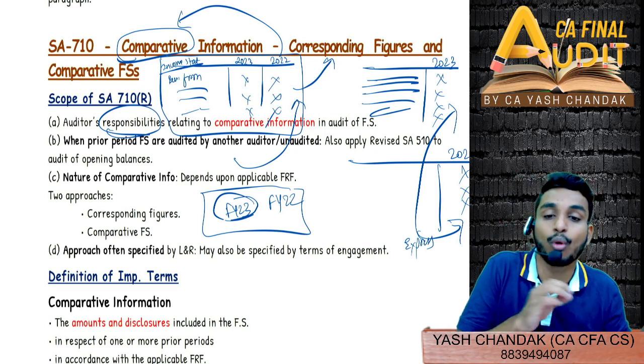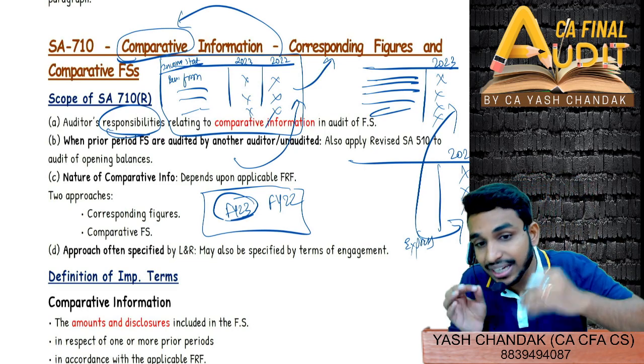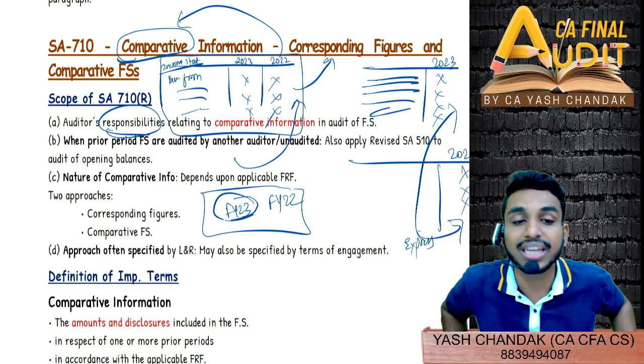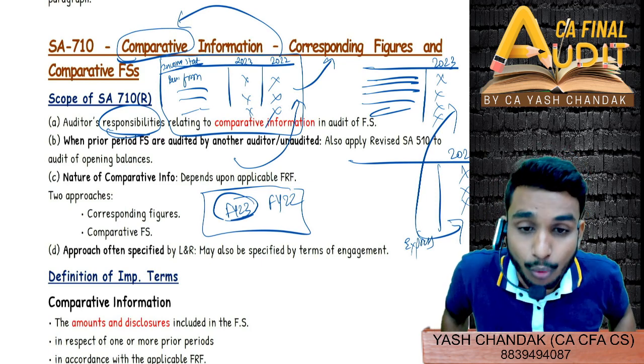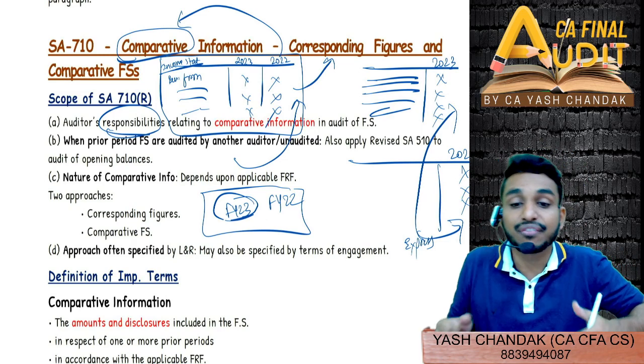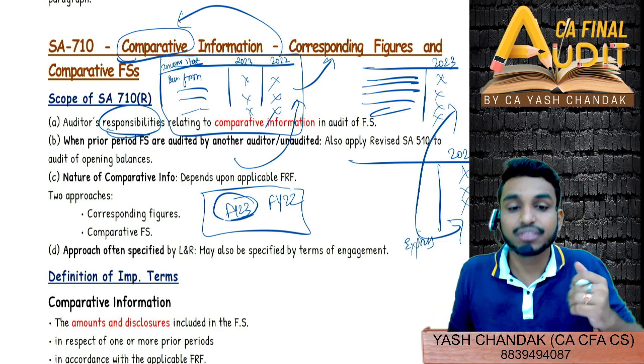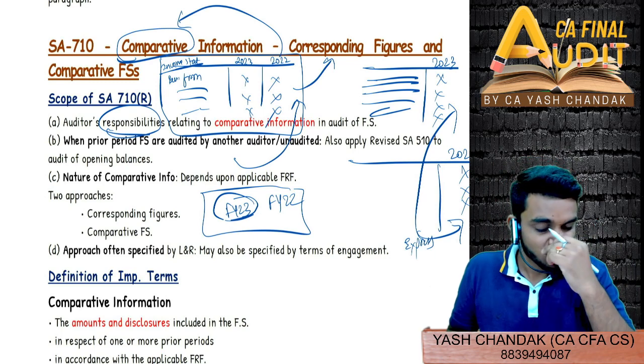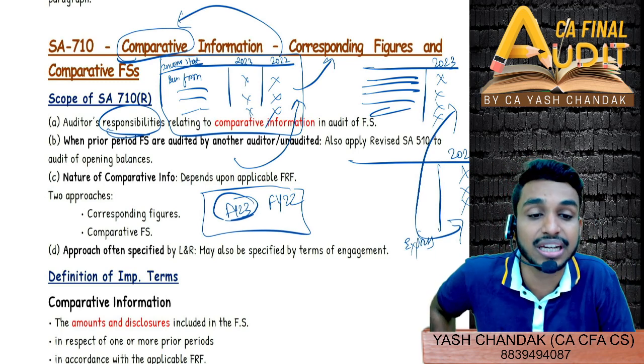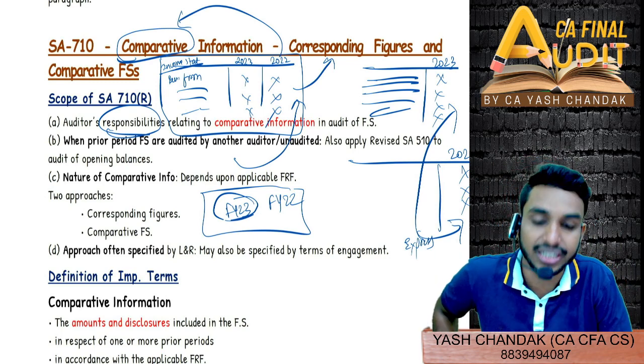Whether if last year they were modified, should we also modify in the current year, or should we not modify in the current year even if last year it was modified, or vice versa, if last year it was not modified, should we modify in the current year with respect to last year figures? All these points related to comparative information we will see in SA 710.